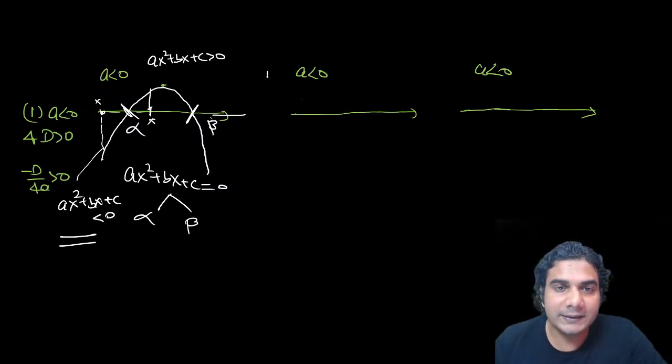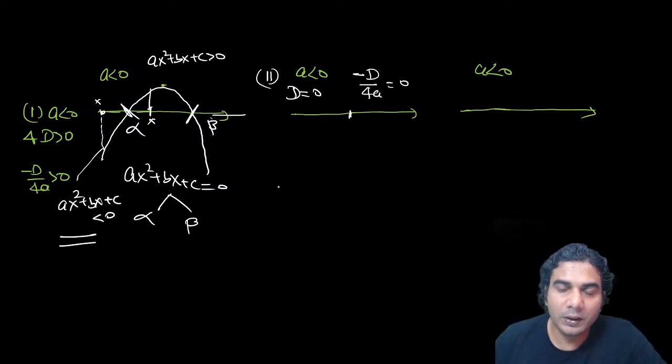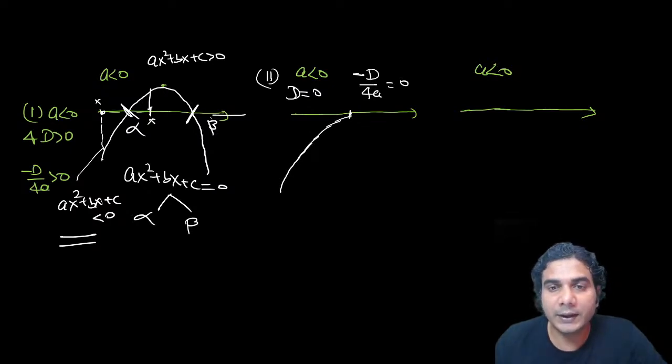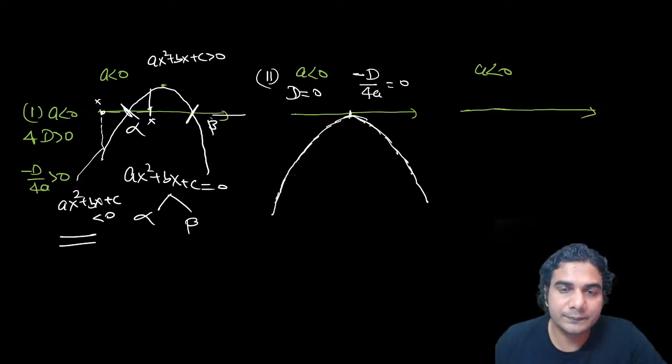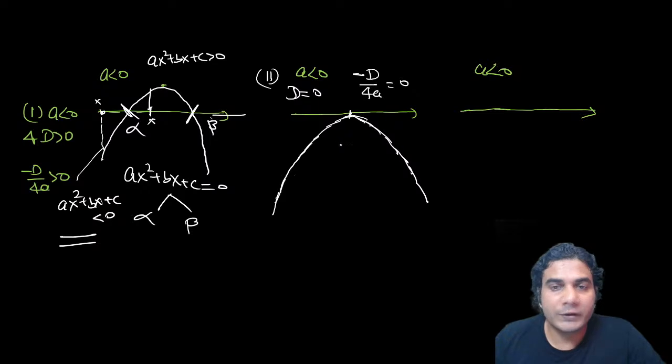Now the second case. In the second case, a is negative and the discriminant is equal to 0. So if the discriminant is equal to 0, then you can say minus D by 4a is equal to 0. So the graph is downwards, but the vertex is on the x-axis, right? So it will touch the x-axis and the graph will be downwards like this. All right. So a is negative and the discriminant is less than 0.